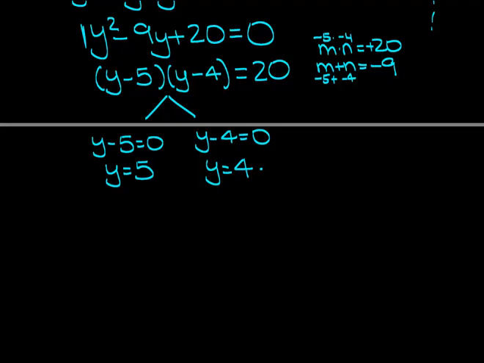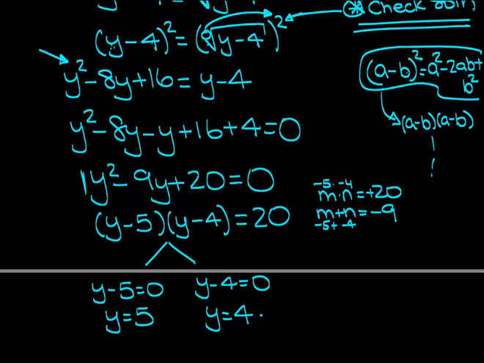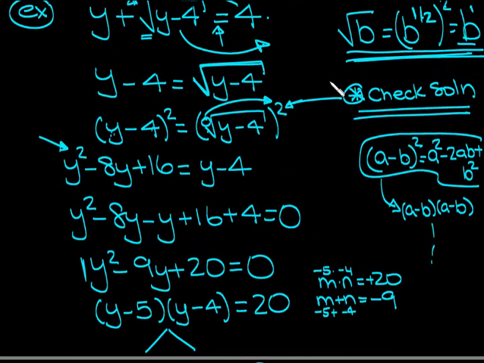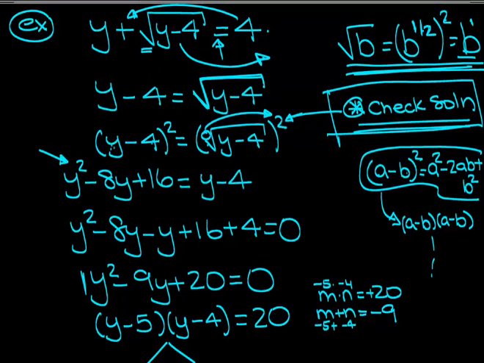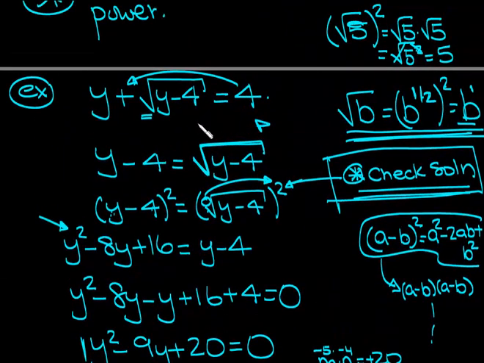Now remember what I said, we made a note here to go back and check our answers, and it's very important to do that. Anytime you raise both sides to an even power, it's something you should automatically always do. So let's go ahead and do that. So y is equal to 5. If you want, you can use your calculator to check your answers like I showed you, or you can just do it really quick over here.